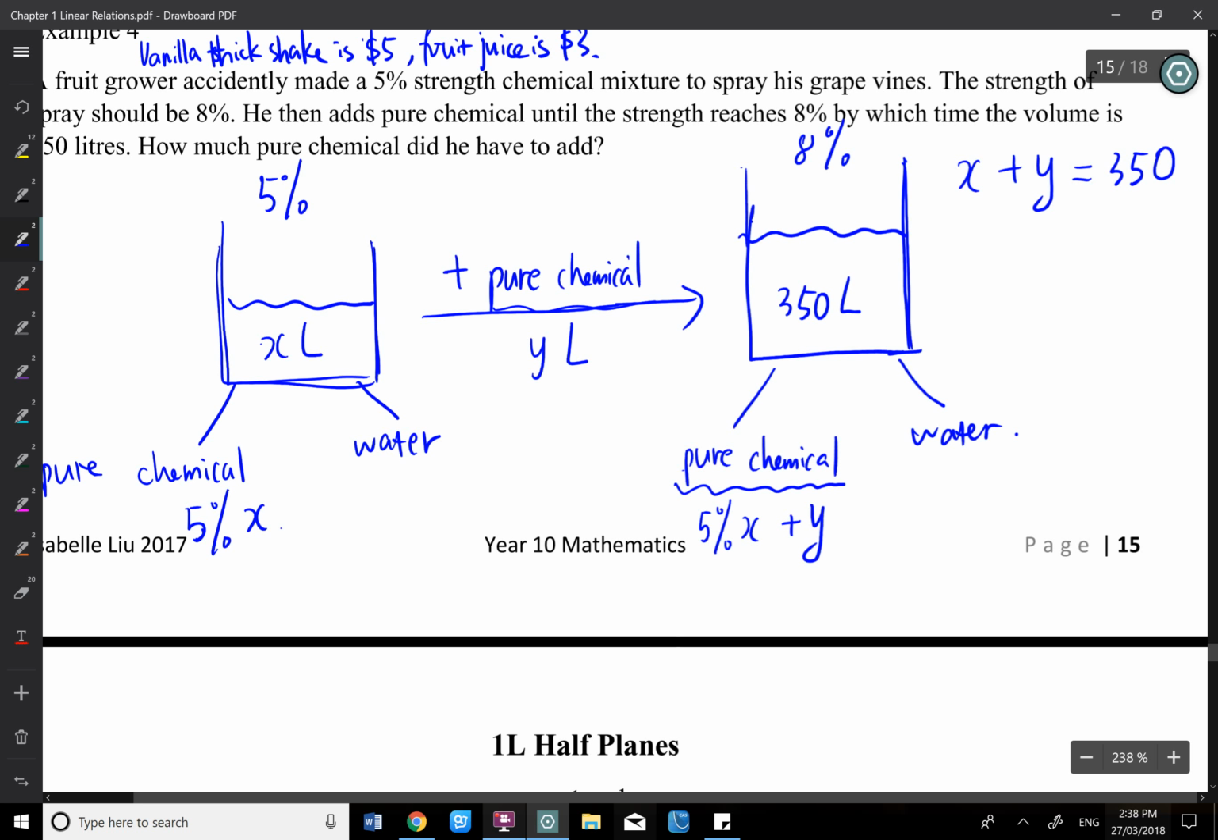And just look at this bottle, 350 liters and the strength of 8%. How many liters of pure chemical do you have? Like 350 liters, it's a strength of 8%. What's the pure chemical in it? How do you calculate that?